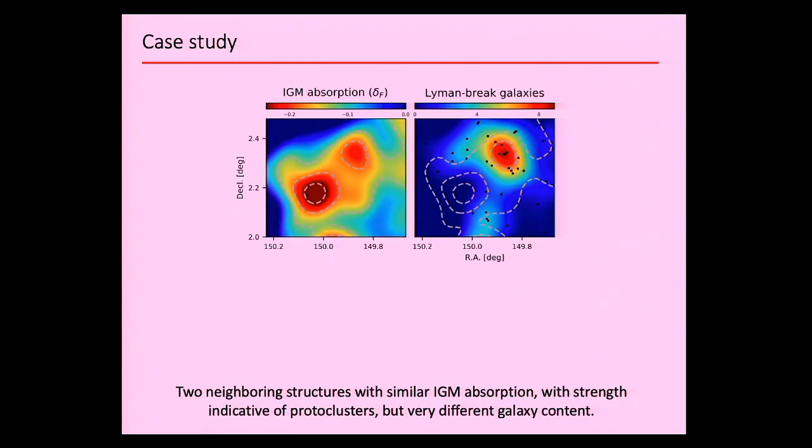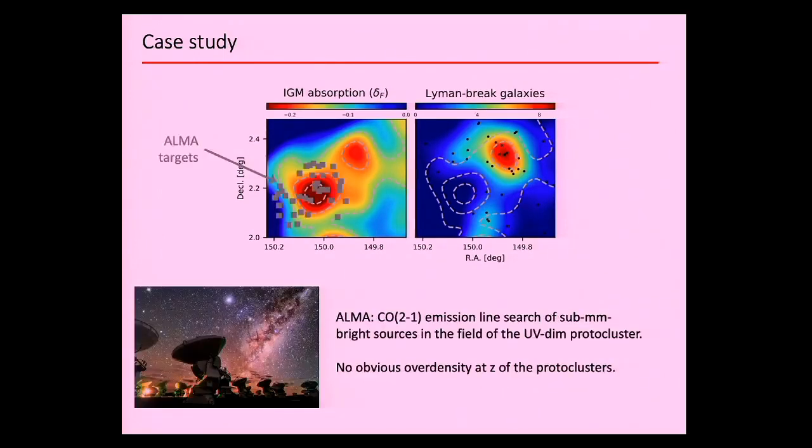So the first thing that we did to try to follow this up, find more galaxies in here, was to go to the radio with ALMA and look at submillimeter bright galaxies to see if there's a big dusty population in here. So we targeted these galaxies with a line search for CO to find things at the same redshift as the IGM feature. We're still reducing the data to the nth degree, but basically there's nothing really that shows up. It doesn't seem like there's a big structure populated by very dusty starbursts.